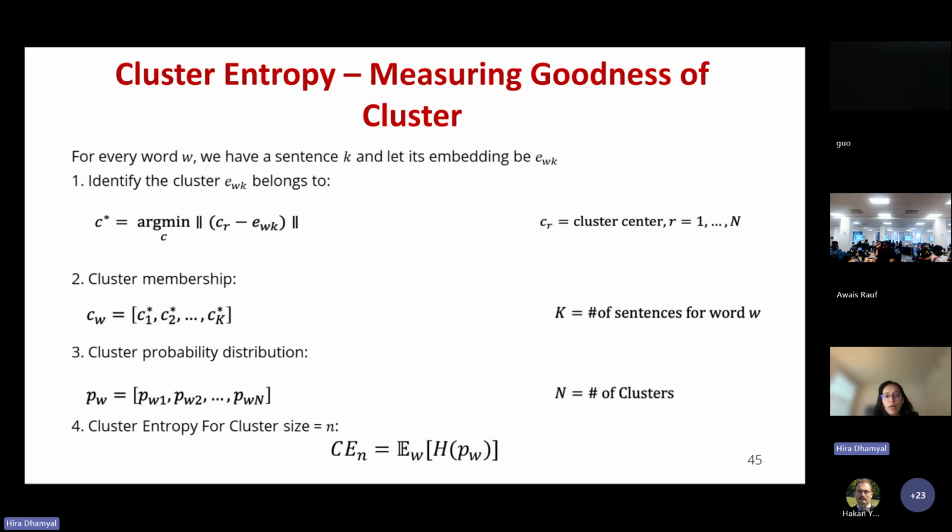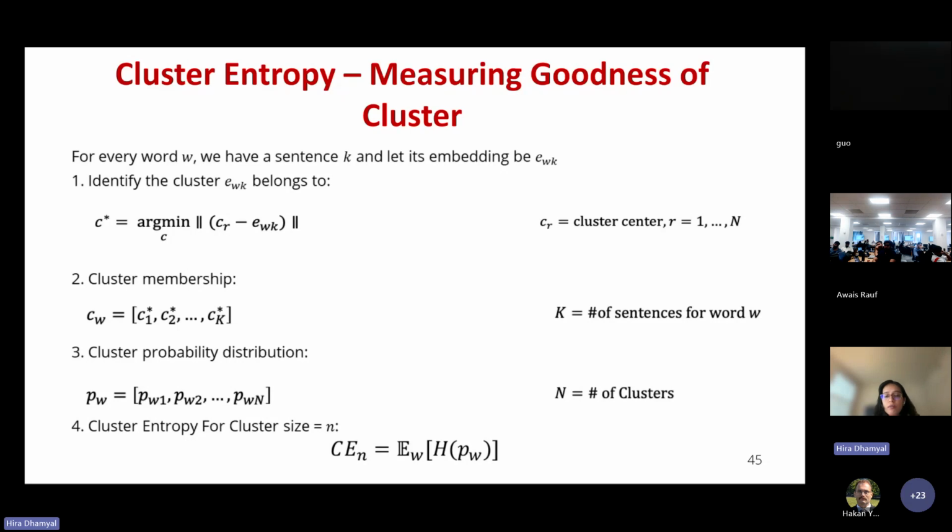For each word, we have multiple sentences, and each sentence has an embedding. These embeddings are assigned to the nearest cluster based on the cluster centers, minimizing the distance. We track which cluster each embedding belongs to for a single word across all its sentences, forming a cluster membership list. And then for this membership list, we compute the probability distribution over clusters, representing the likelihood of the word belonging to that cluster.